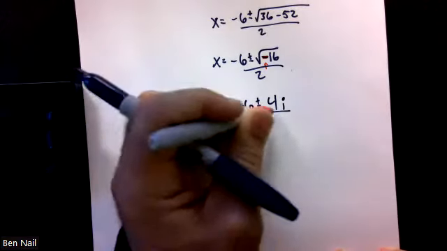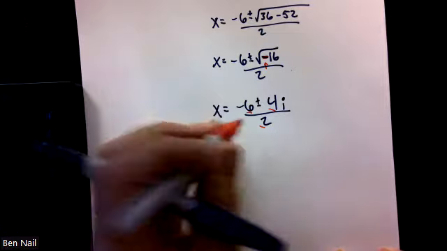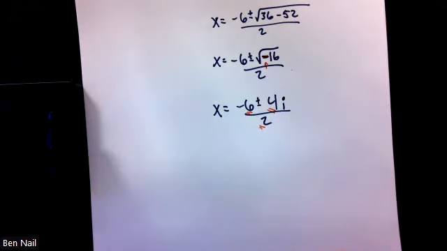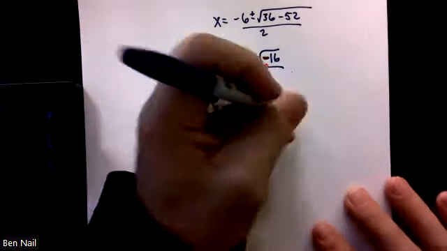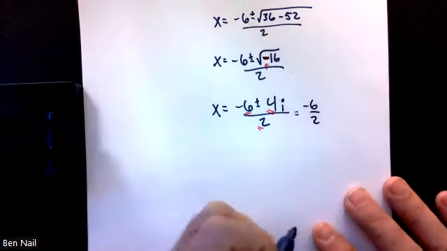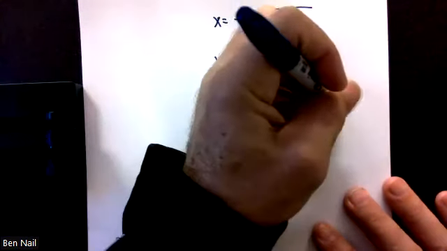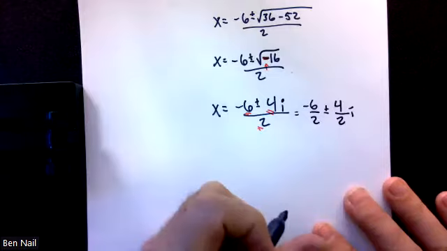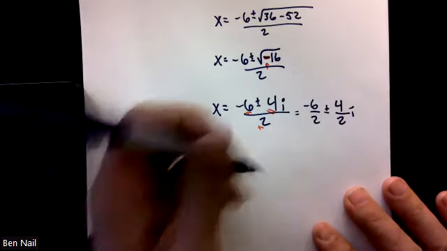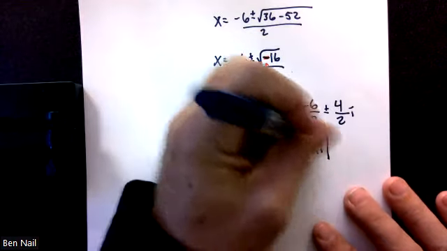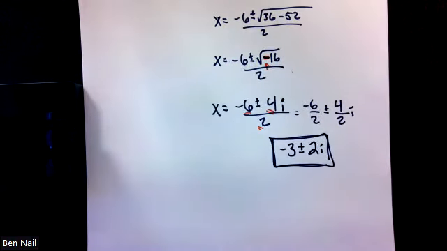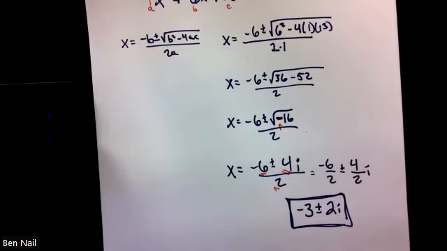But what I can do is I can still factor, right? So if all three of these numbers are divisible by the same thing, we can divide that number out, or again, we can split this up essentially. So I can do negative 6 halves plus or minus 4 halves i. Negative 6 divided by 2 is negative 3. 4 divided by 2 is 2. So this is my simplified, complete answer to the original problem.